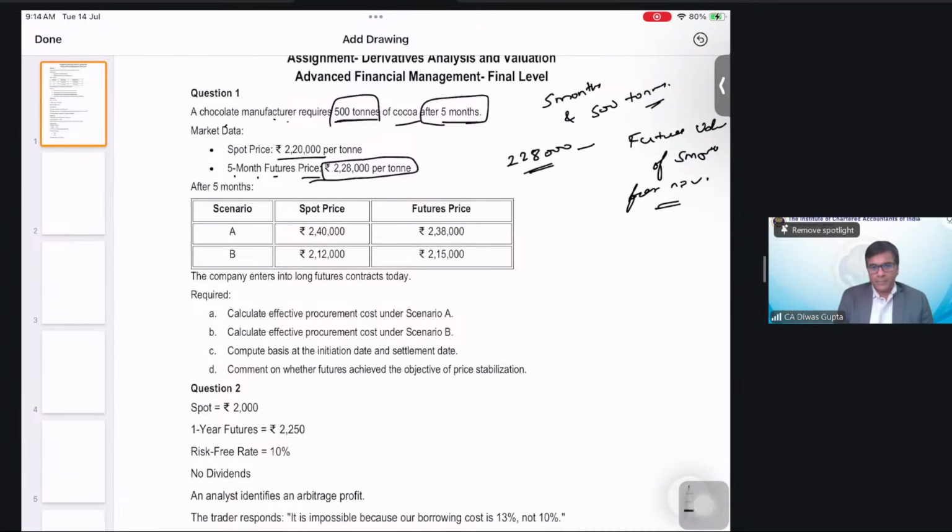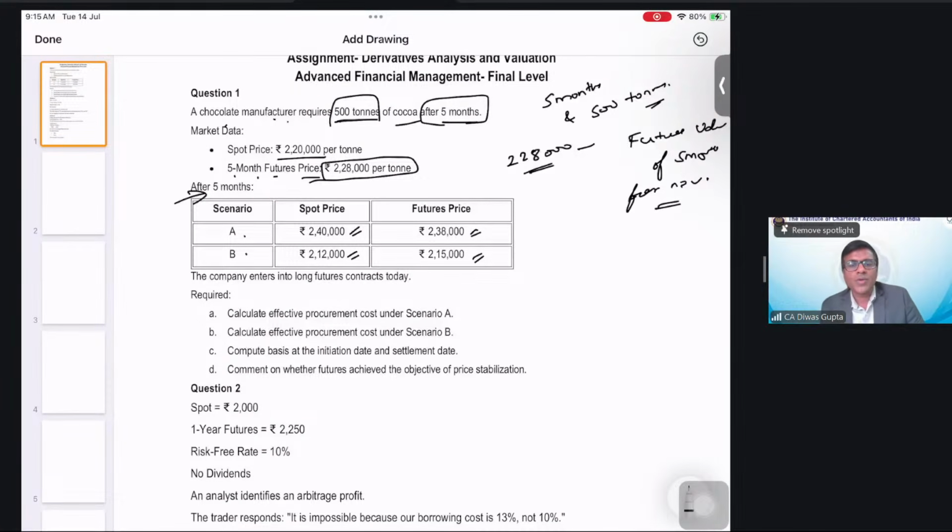Correct? If you calculate on 2,20,000, which is the spot price, the 5 months future value, the market is trading this at 2,28,000. After 5 months, there are different scenarios, scenario A and scenario B. The spot price and the equivalent futures price turn out to be 2 lakh 40 and 2 lakh 38,000 respectively. And in the second scenario, it turns out to be 2 lakh 12 and 2 lakh 15,000 respectively.